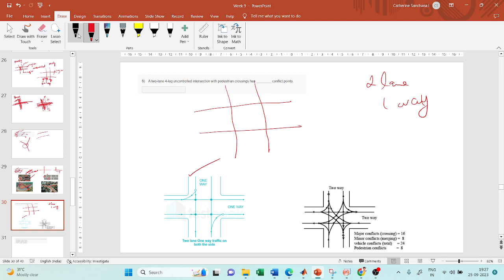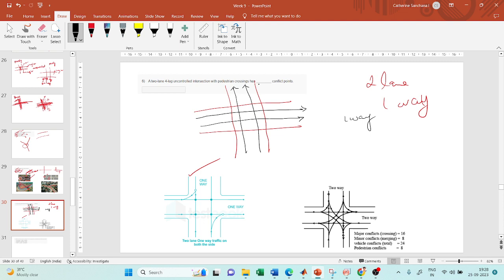Let me use a different color. Okay, so two lanes means you will have vehicles traveling in one lane and vehicles traveling in the other lane. So I told you that it is just one-way traffic in both the roads. In the same way, you will have vehicles traveling in one lane. This is the second lane. Okay, so vehicles are traveling in this direction here, and vehicles are traveling in this direction here.